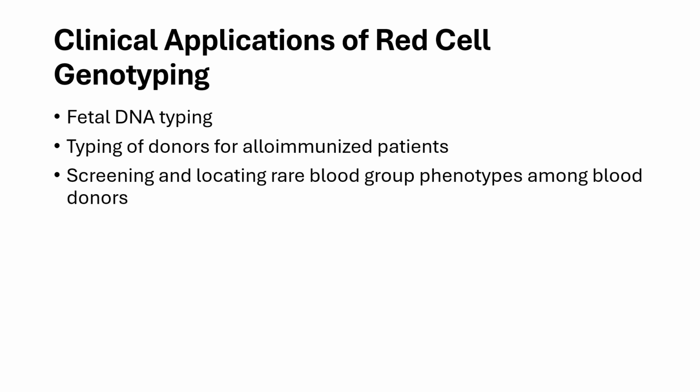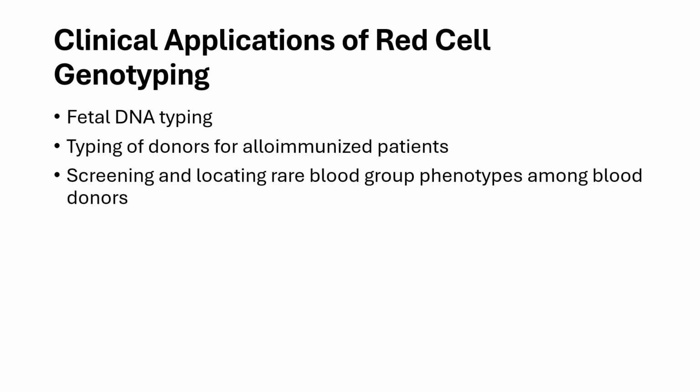You can also use it for typing of donors for alloimmune patients. For patients who have developed antibodies against multiple red cell antigens, also known as alloimmunized, molecular typing of blood donors can help to identify compatible blood units that lack the targeted antigens. And this can minimize the risk of transfusion reactions and improves transfusion safety.